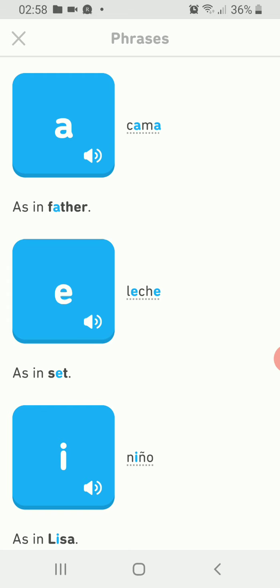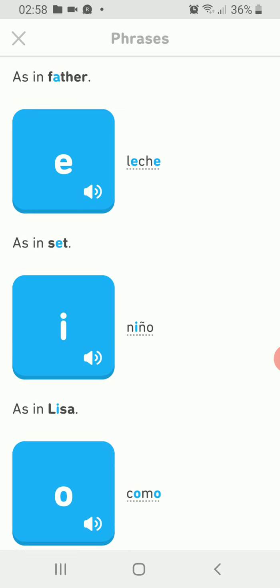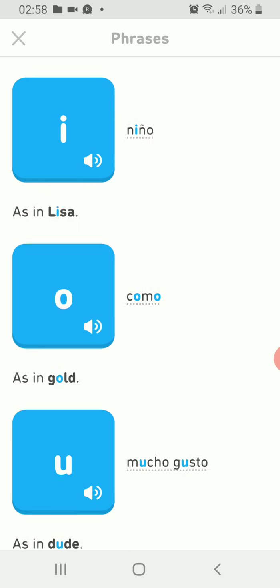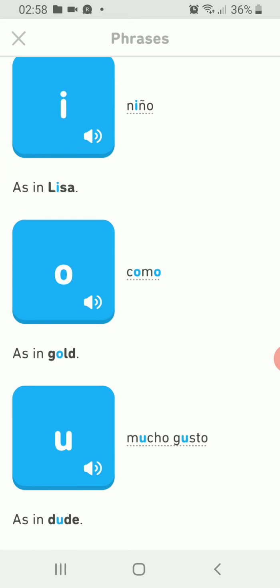Leche. Leche means milk. Leche, as in set in English. This is not i, but i is e in Spanish. Niño, just like in the word Lisa.